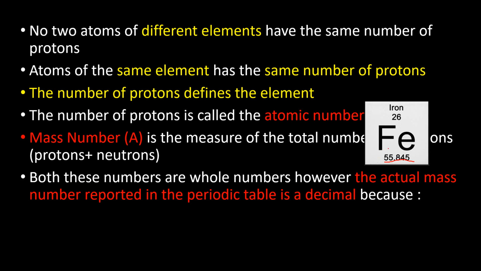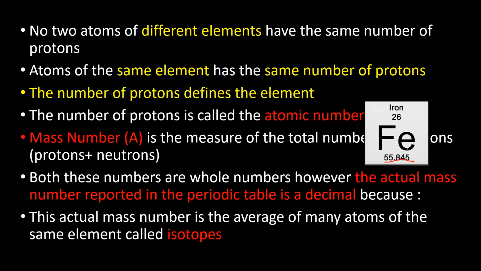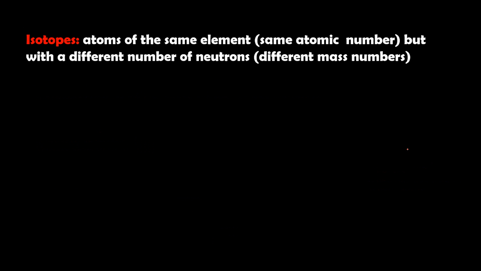This is because this mass number is found by finding the weighted average mass number of many different atoms. So different atoms with different mass numbers are used to find this actual mass number. These atoms are called isotopes. Isotopes are atoms of the same element that have the same atomic number but a different number of neutrons. That is a different mass number.